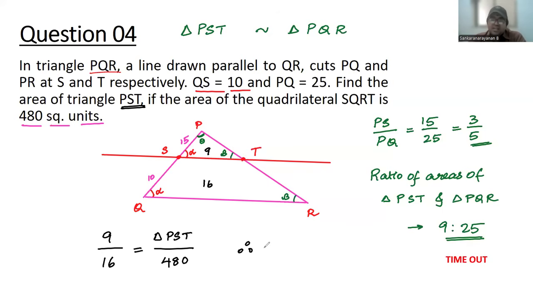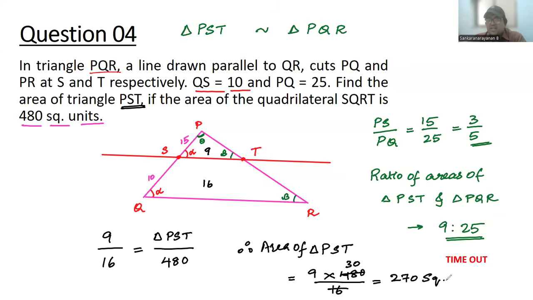So this gives you the area of triangle PST. That's what is asked. You know how much it will be? That will be 9 into 480 divided by 16. You can see that this will go 30 times. 16 threes are 48, so this will go 30 times. So 9 into 30, this will come here as 270 square units. So for this question, the final answer will be 270 square units.